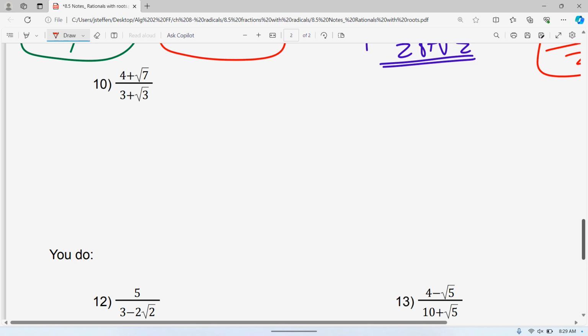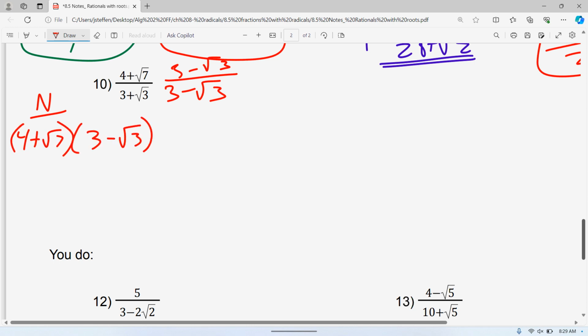If you multiply the numerator and denominator by 3 minus 3, your numerator is 4 plus square root of 7 minus root 3. 4 times 3 is 12. 4 times -3 is -4 root 3. 7 times 3 is plus 3 root 7, and square root 7 times negative square root 3 is negative square root 21. None of that combines.